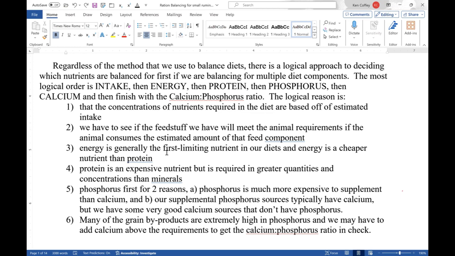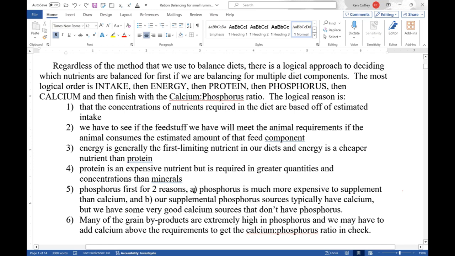And the last time I checked here about a month ago, soybean meal was about three times the cost of corn. So why do we want to pay three times as much for the energy? Let's balance for energy first, and then we can correct protein deficiency with a protein supplement. All right, protein's expensive.